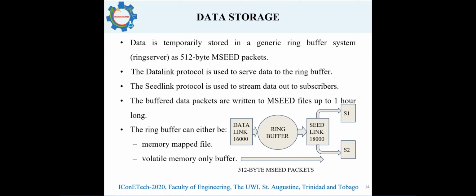The miniseed packets are inserted into the ring buffer via the data link protocol and can also be streamed out to subscribers via the link protocol for displaying the data and earthquake analysis. The ring buffer memory size can be adjusted to user needs and can either exist as a memory map file or volatile memory only buffer. Miniseed packets can then be combined together to create 1 hour long miniseed files for permanent storage.